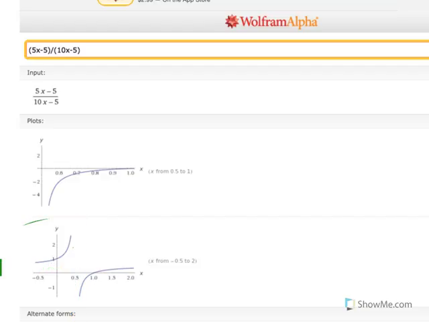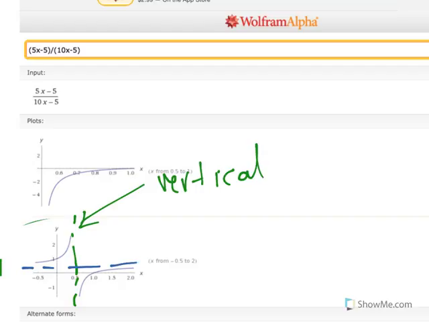So let's draw them in different colors. This is a vertical asymptote. And this right here is a horizontal asymptote. But now, how do we find a vertical or a horizontal asymptote?